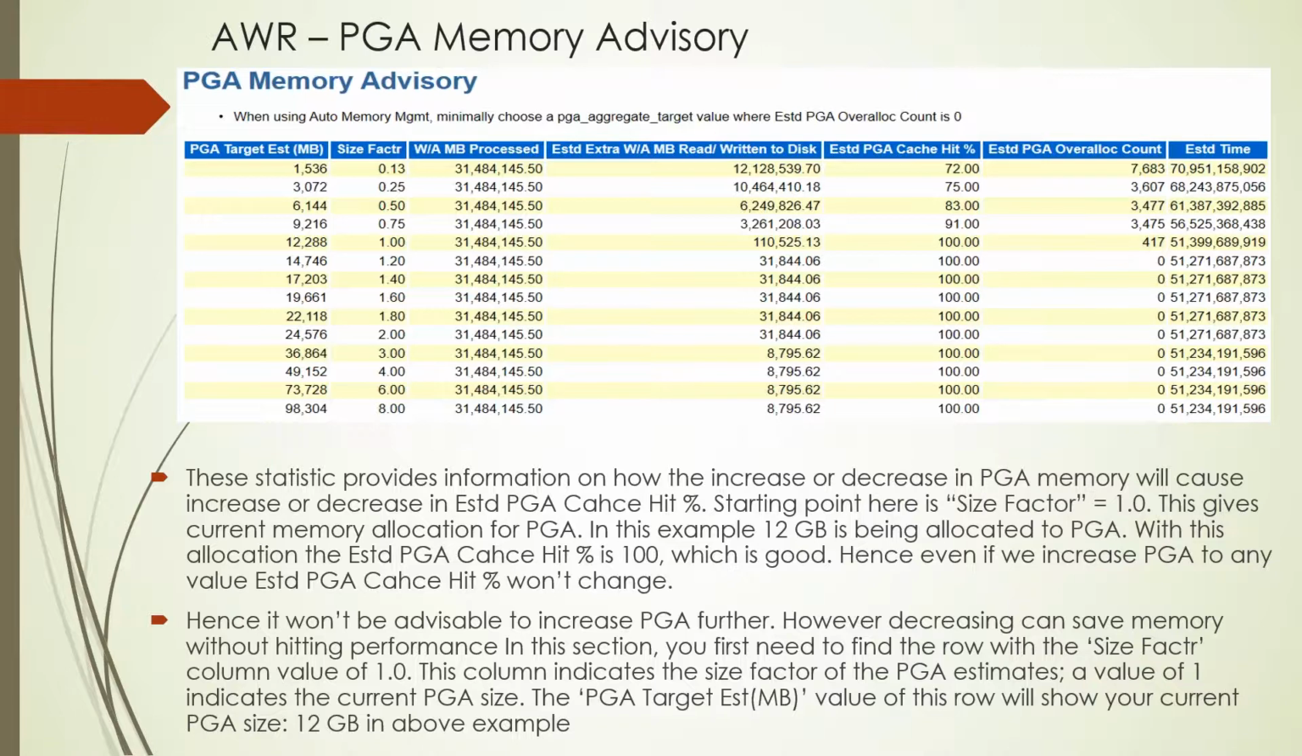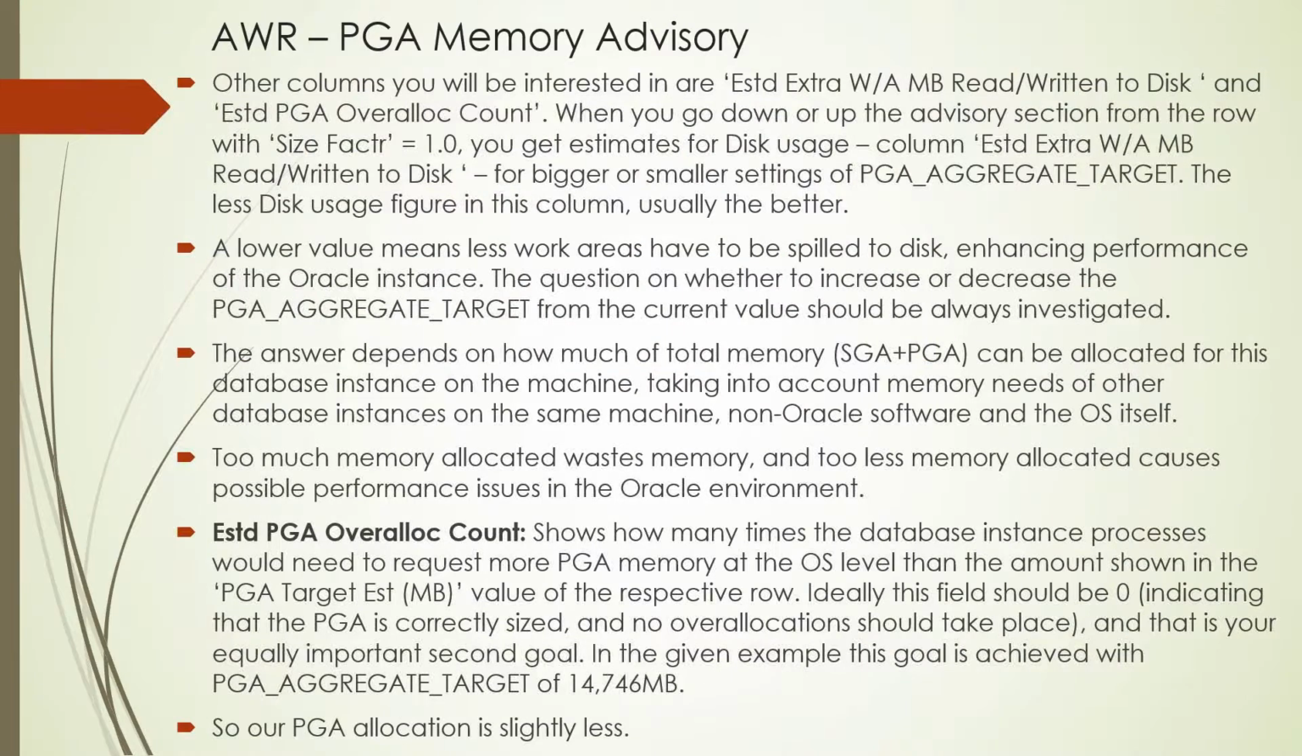But decreasing the PGA size can save some memory. You can see if you go from 12 GB to 9 GB, size factor 0.75, you will save some memory. And how it is impacting is that the estimated time will increase by a significant percentage, and the estimated PGA overallocation count will also increase. Okay, so this is the example again of how you should read this memory advisory table and the information that we already discussed over here.